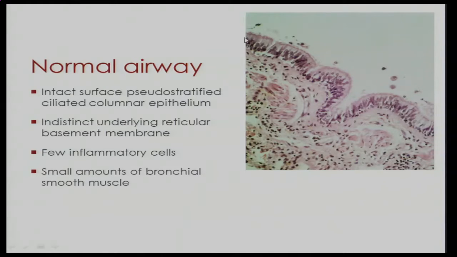So normal airways, we have intact surface pseudostratified columnar epithelium. And then we have a really indistinct basement membrane. So it's quite hard to see the basement membrane here. And there's few inflammatory cells and a pretty small amount of bronchial smooth muscle.